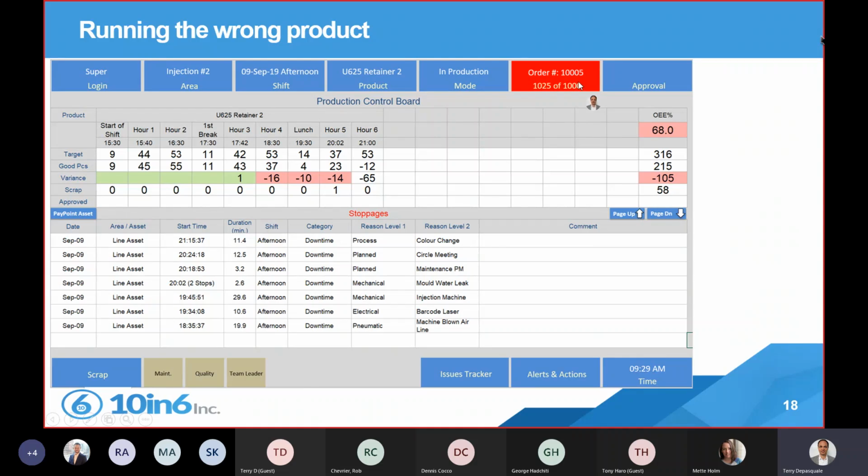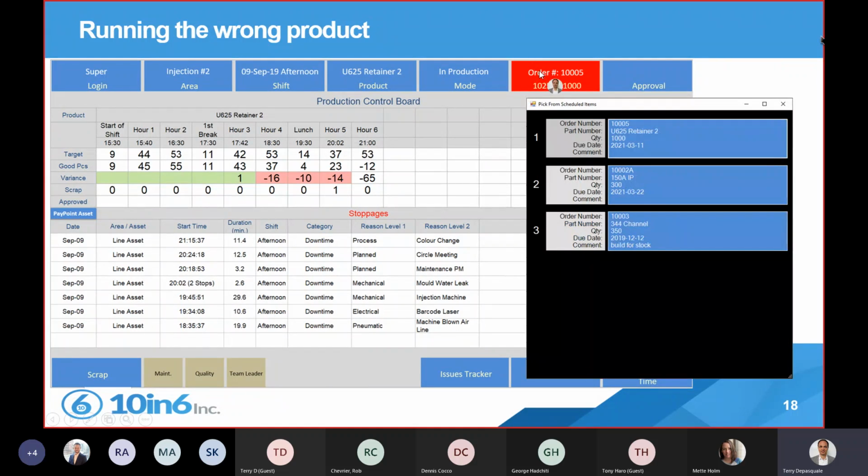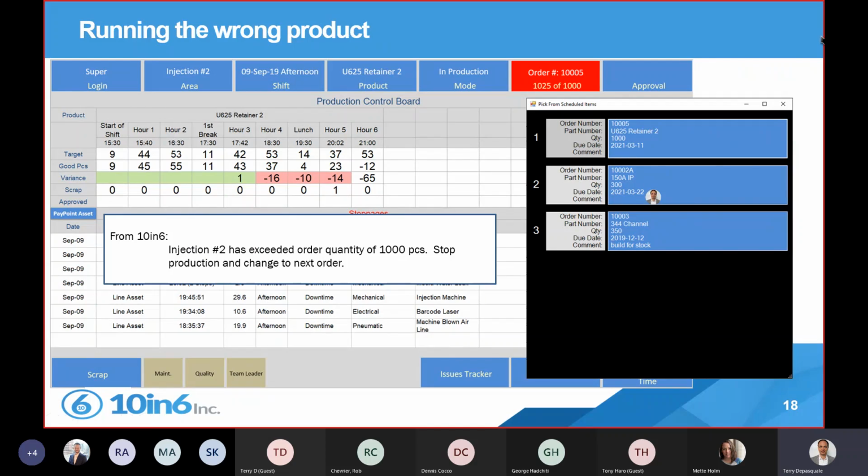But up here on the top right, it's showing in the red that they're running order number 10,005 and they are overproducing on it. Now the operator would have been alerted with this going yellow when they were getting close to finishing the order. Now it's in red. You can certainly have alerting and alarming in the background for a supervisor or someone in scheduling to know that this order is overrunning. But for the operator, they simply need to click here to see the next orders that are in the queue for them, select the correct order that they should be working on, and do what they need to do to change over to that order.